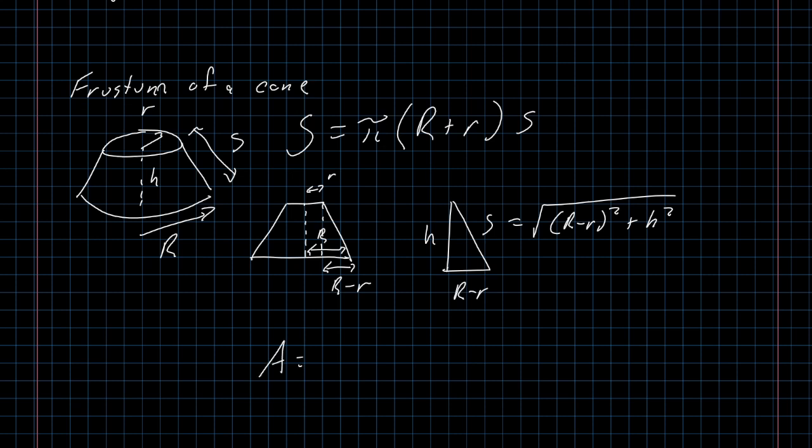And then, of course, the total surface area, well, you've got the lateral side, pi times big R plus little r times s. You've got the circle on the top, pi times little r squared, and you've got the circle on the bottom, pi times big R squared.